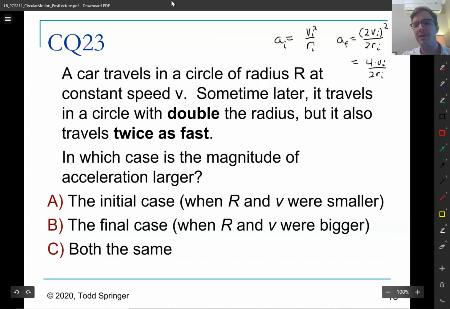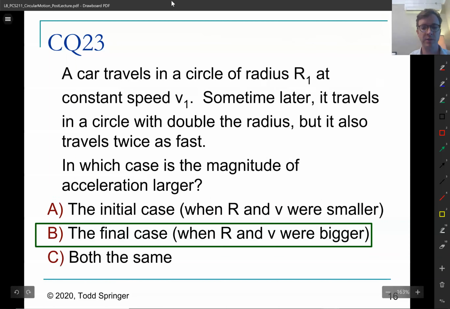So you can see the numerator got bigger than the denominator because of that square there. So the answer is that the acceleration will be bigger in the final case when r and v are bigger, because I doubled both, but the numerator got squared, so it went up by a factor of 4.